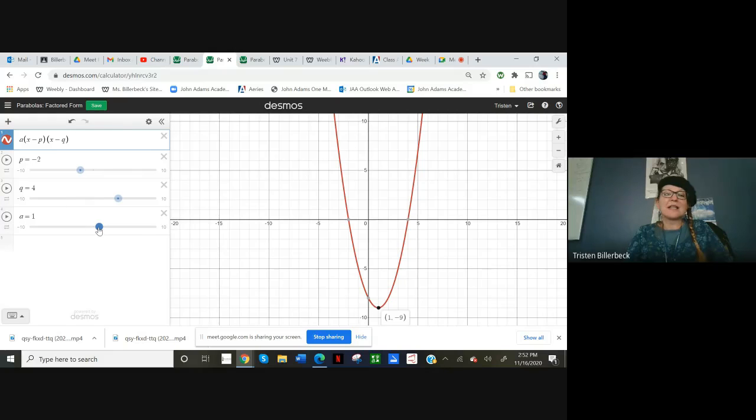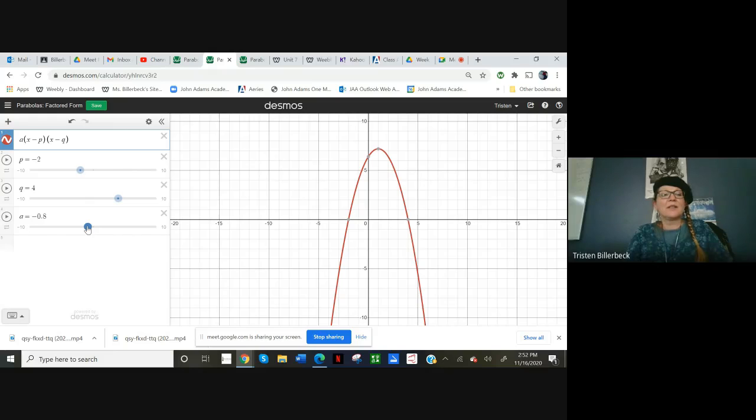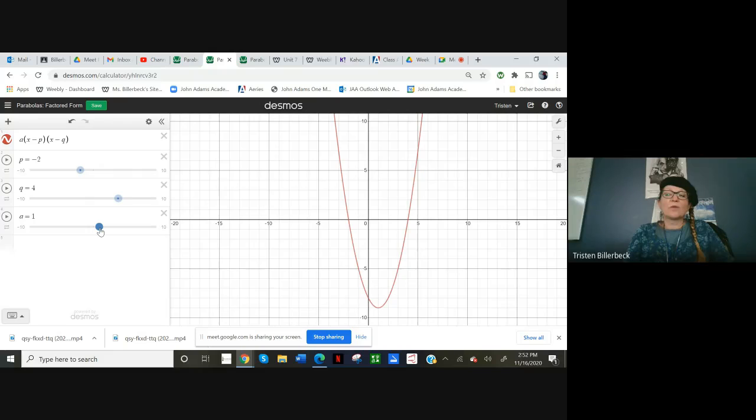And then if a is negative, take a look at what happens. Boom, it goes upside down. And when a is 0, look what happens. Nothing. It's just the x-axis, or y equals 0. Because everything is going to be 0 if 0 multiplies by it. So if a is positive, it holds water. If a is negative, it does not hold water. It's concave down or concave up.